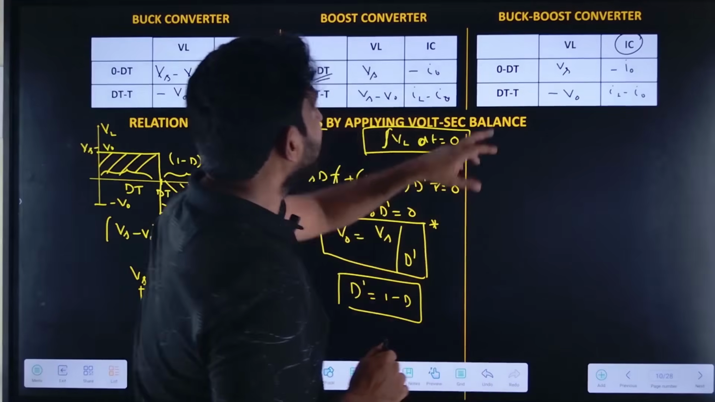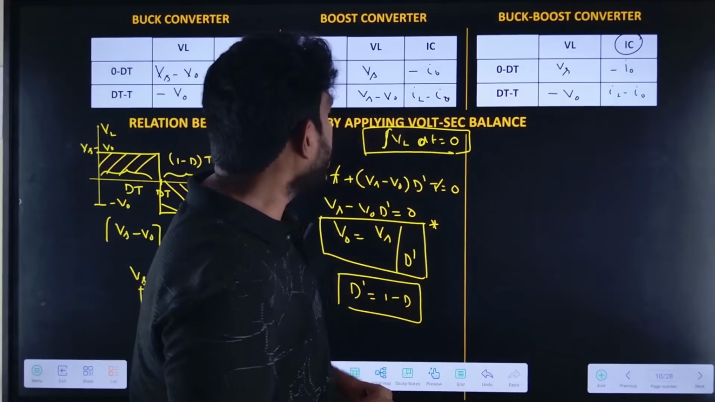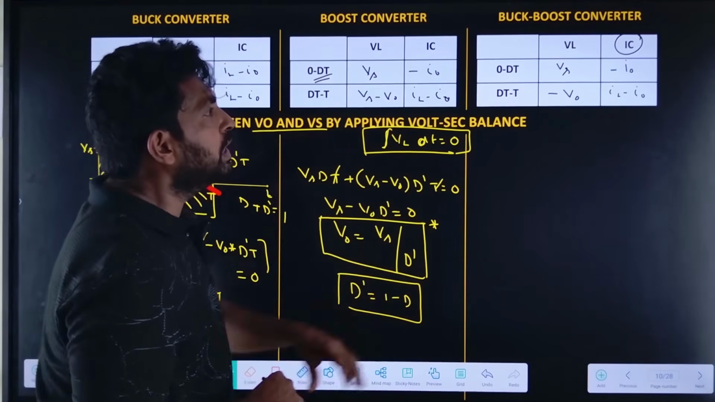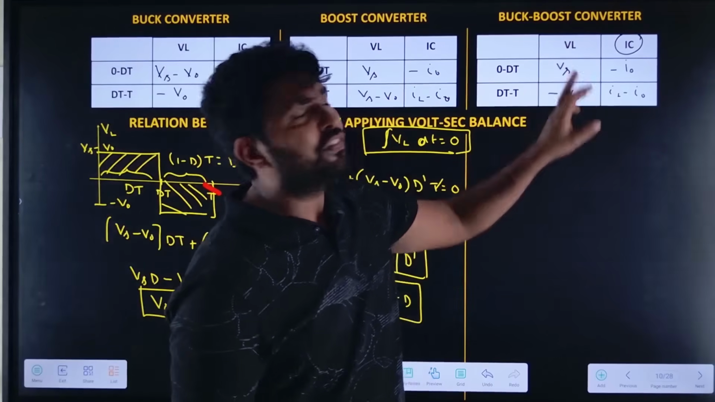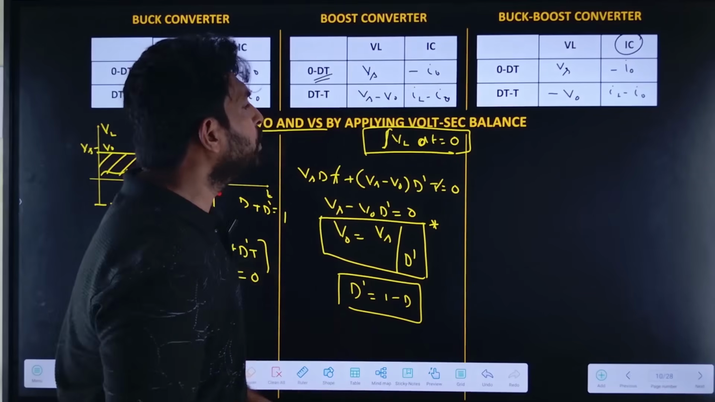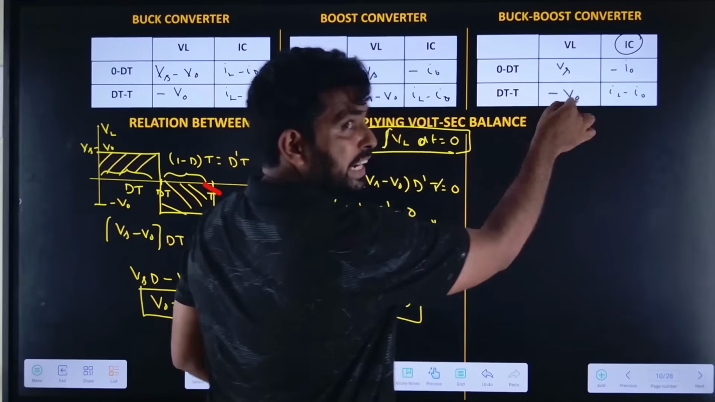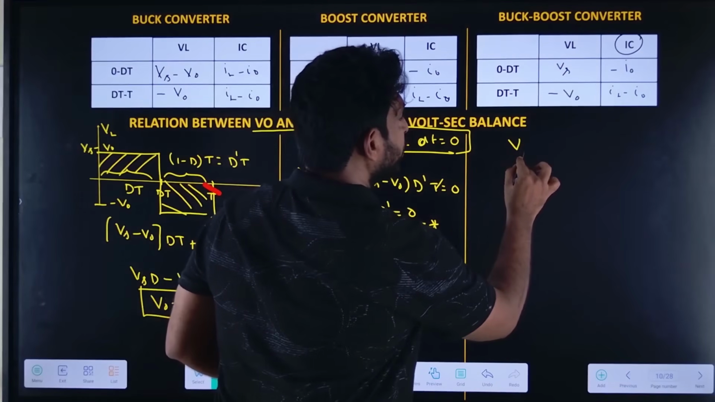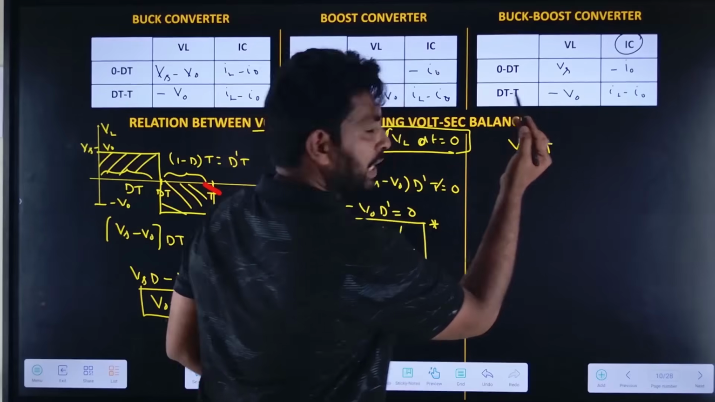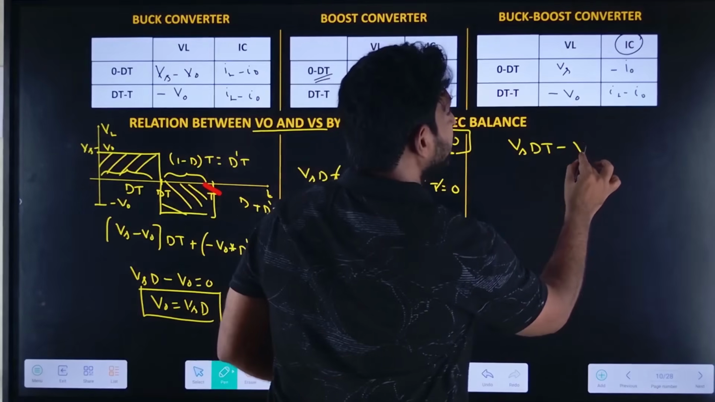Similarly, let us apply for the buck boost converter. So how can we apply for the buck boost converter? So now let us take the VL, only VL. So what is the VL here? So VL is the area of VL, Vs into dt, right, minus V naught into d dash.